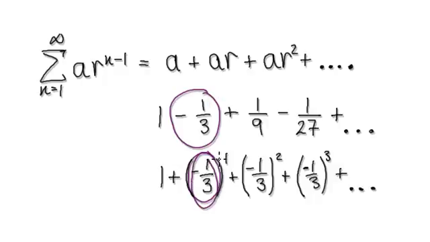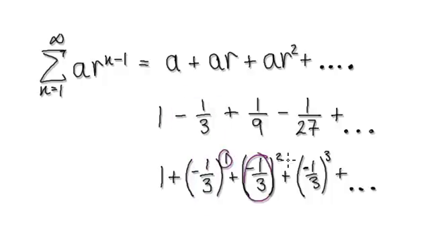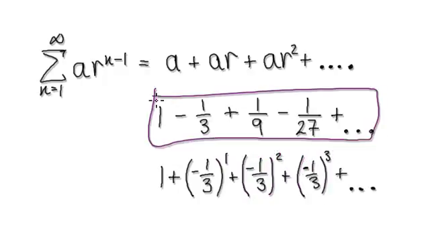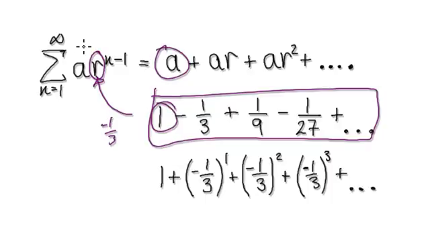We can rewrite this as negative a third to the power of 1, negative a third to the power of 2, negative a third to the power of 3. So this is another example of a geometric series. In this case, the common ratio is negative a third, and again a equals 1 in this case.